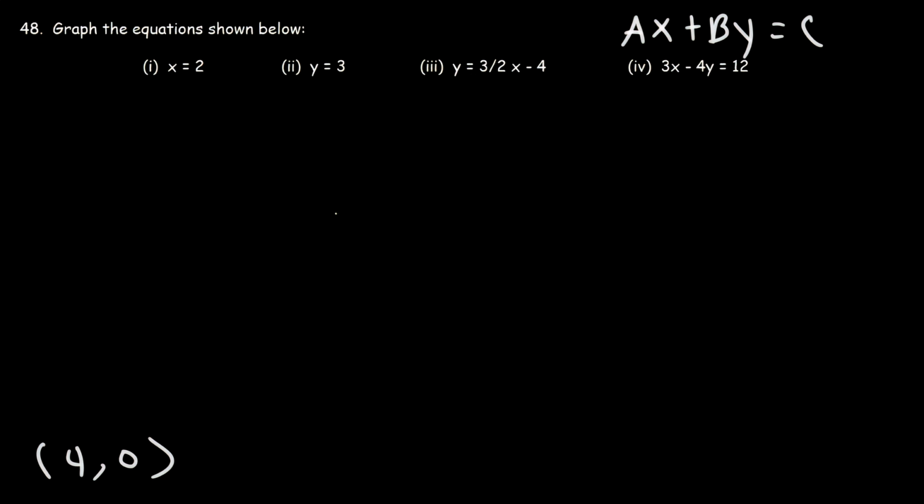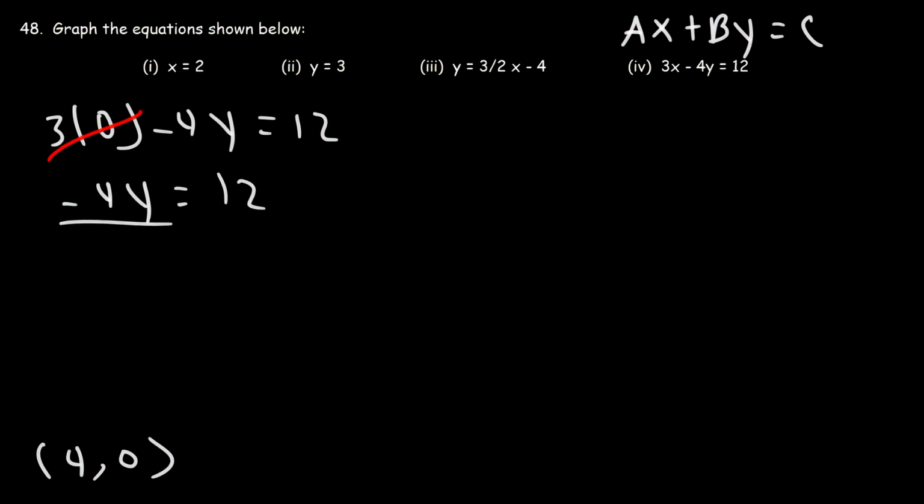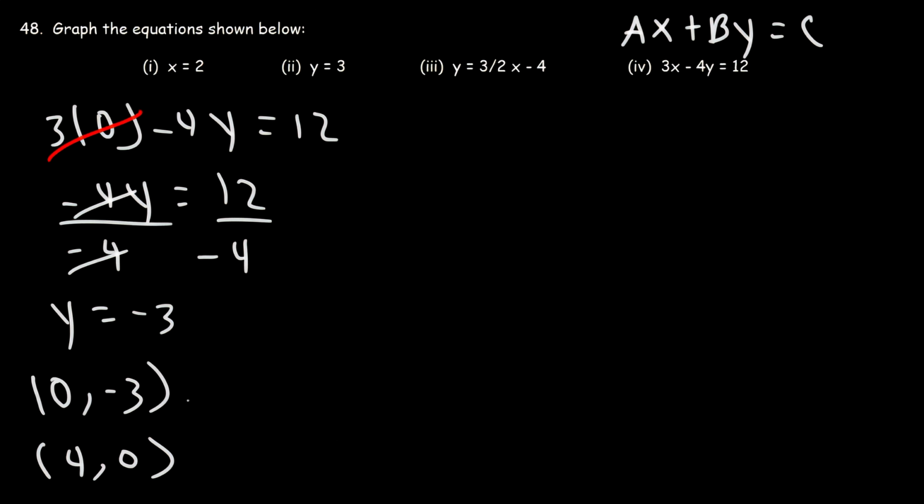Now, to find the y-intercept, let's replace x with 0 and solve for y. So 3 times 0 is 0, so we can get rid of that. So we have negative 4y is equal to 12. Dividing both sides by negative 4, we get y is 12 divided by negative 4, which is negative 3. So we get the point 0, negative 3.